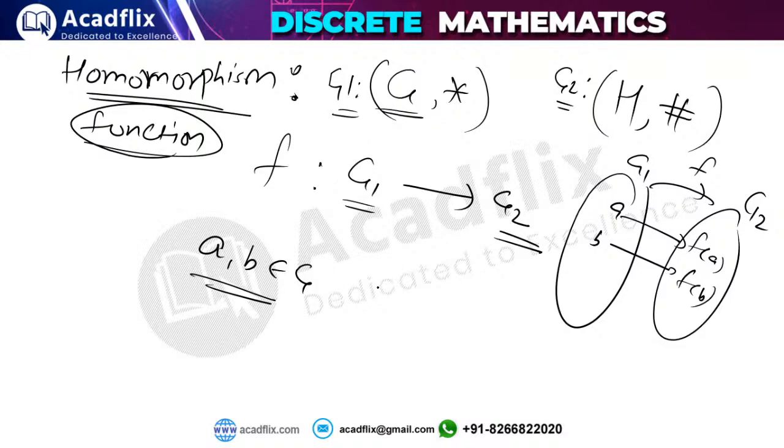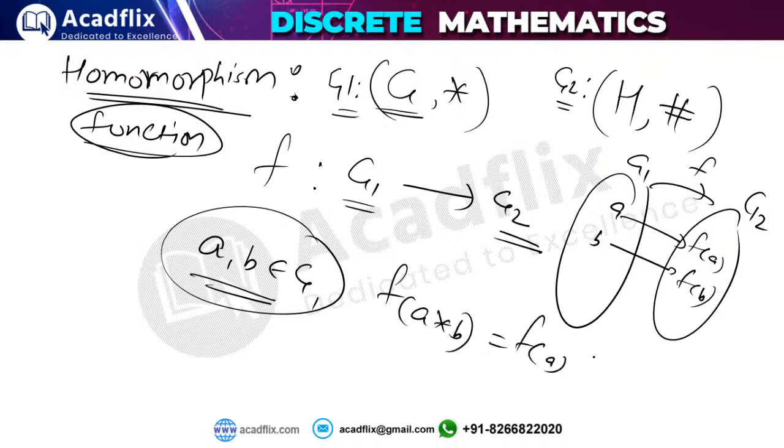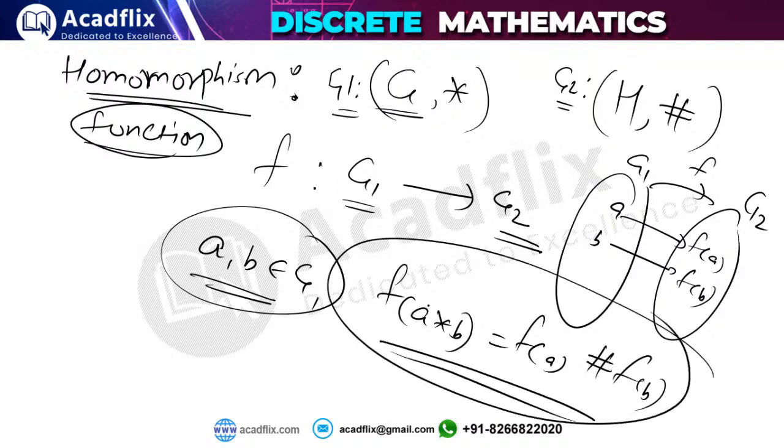Now this function has a property. What is this property this function has? If you have any two elements of this G1, then f(a star b) will be equal to f(a) hash f(b). This is the property. If this f has this property, then this f will be called a homomorphism. Don't worry, this is just a definition. I am going to take examples and show you how to use this definition. Okay, don't worry about it right now.